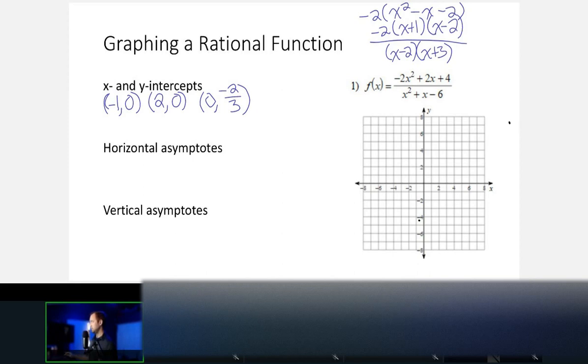Sounds right. -2 plus 3 is +1, and -2 times 3 is -6. Yeah, I would agree with those. All right, so there's the factored form.